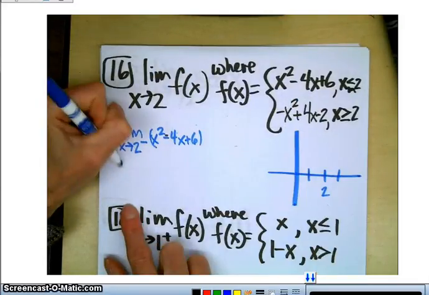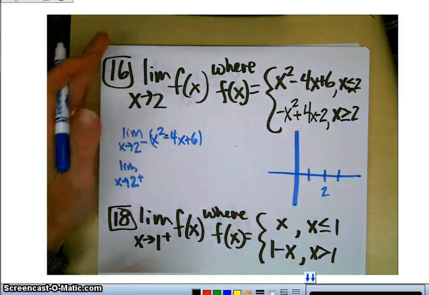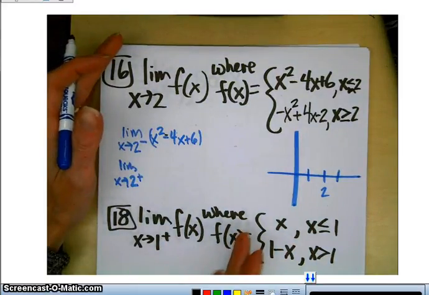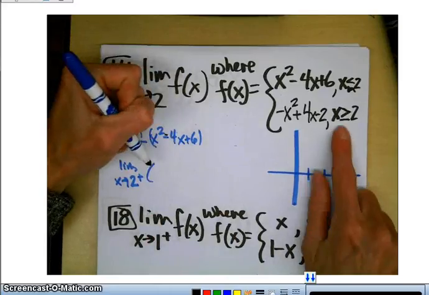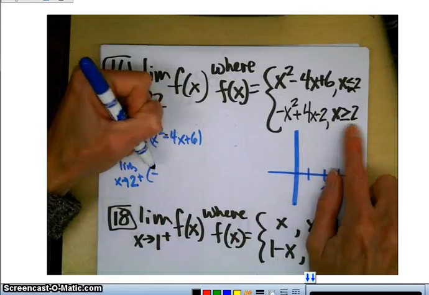And then define the limit as x goes to 2. In other words, I'm seeing if the limit is the same on both sides, okay? Then I would put it into this one because the right-hand limit is from above, so greater than 2 is above.